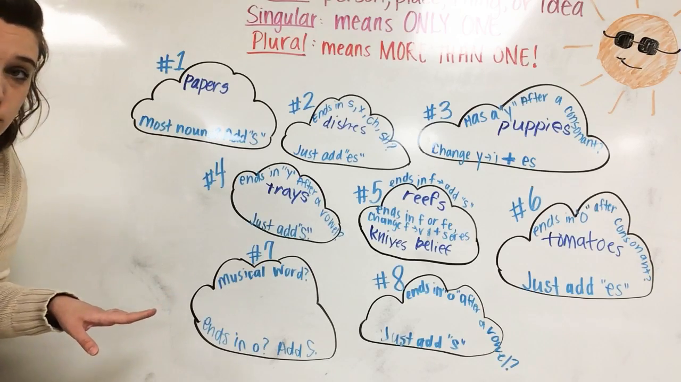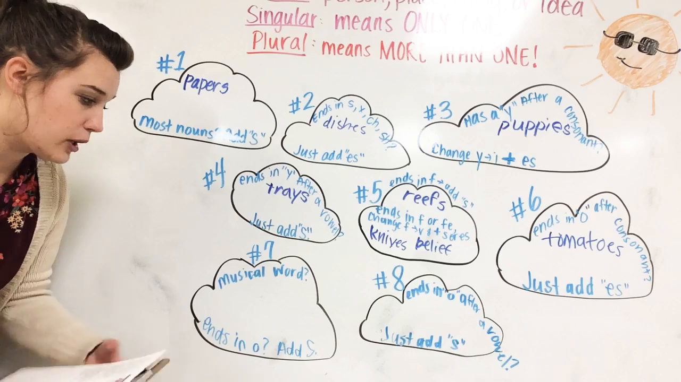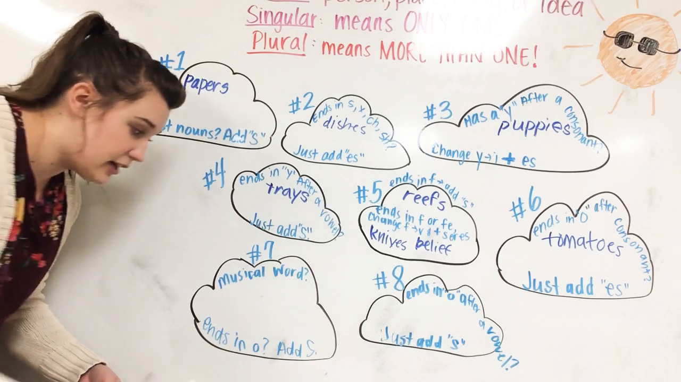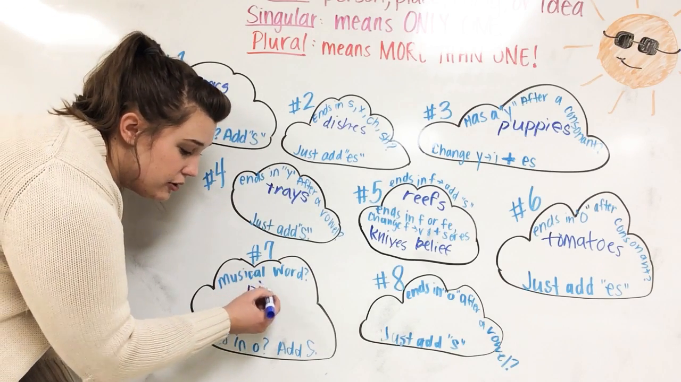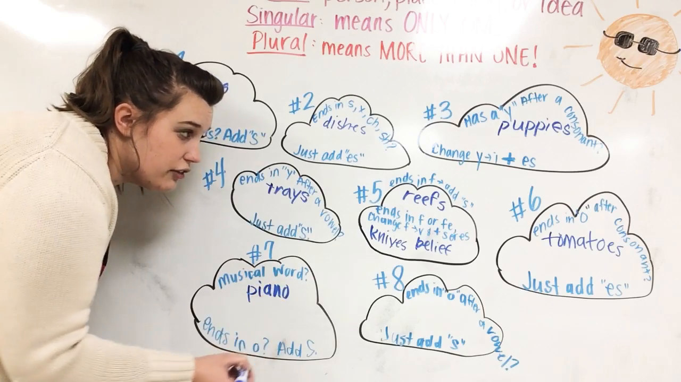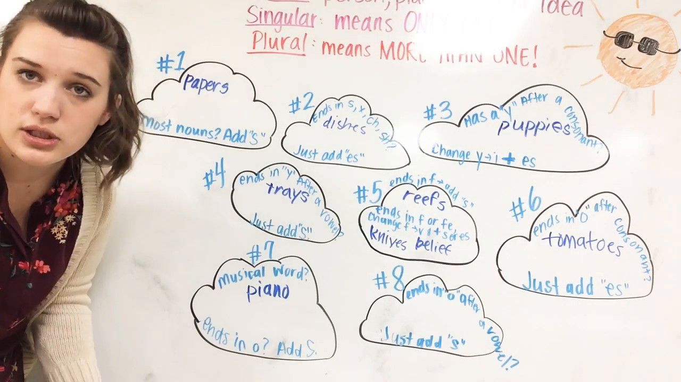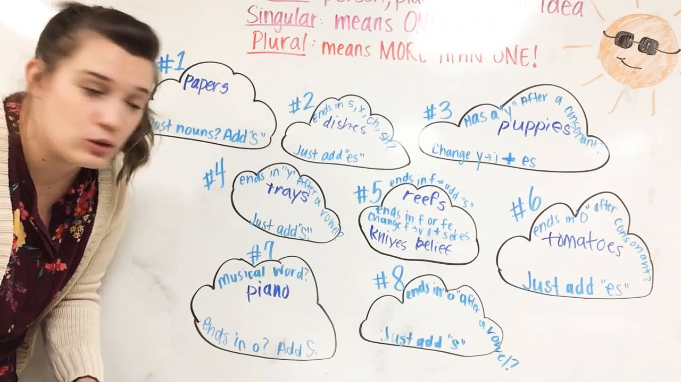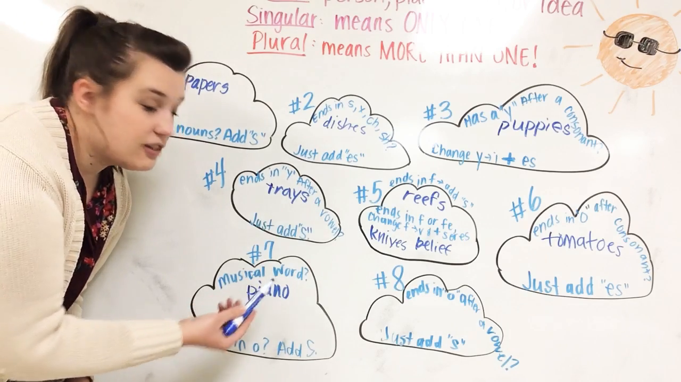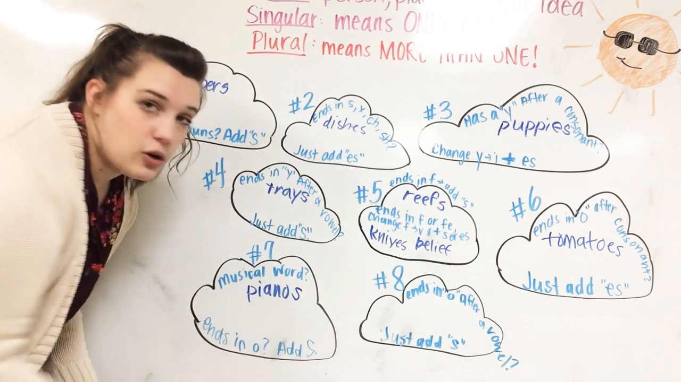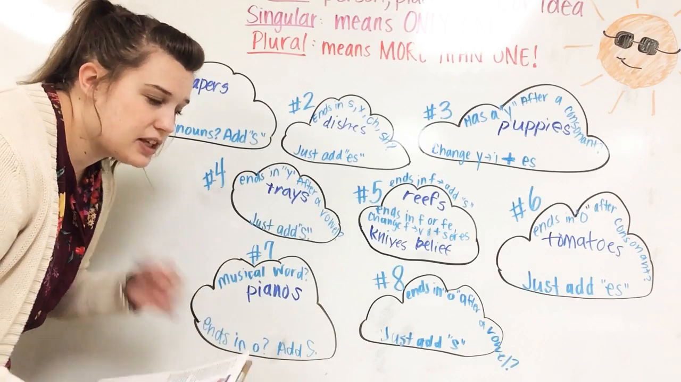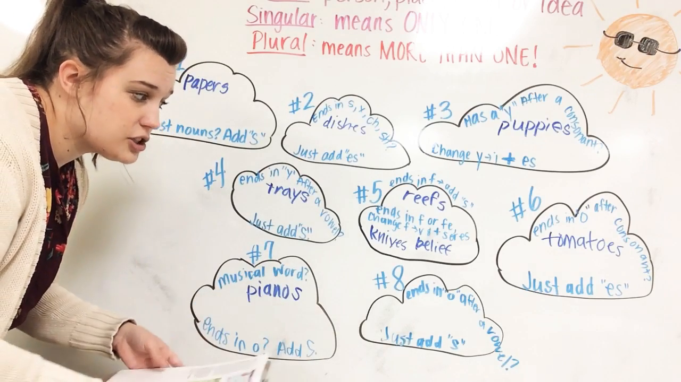Clue number 7, we're going to some O words, but if it's a musical word, all you do is add an S. So like piano, even though piano should follow rule number 6, it's a musical rule, so it gets its own rule because music is kind of cool like that. There's a consonant and a vowel, but you just add the S because it's a musical word. Musical words, you just add S. Easy peasy. And then jump over to number 8.